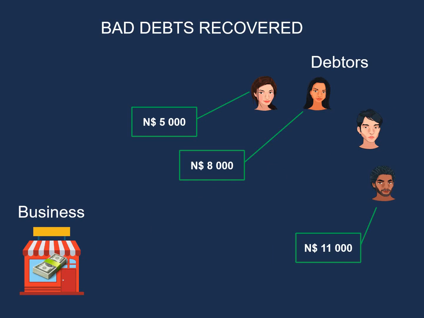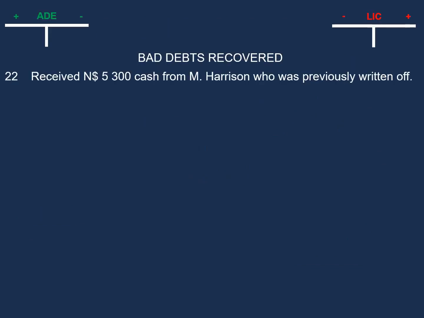We will call that bad debts recovered, because we are not going to open a new account for the debtor that was previously written off. So the account that we use will be bad debts recovered. So on the 22nd, received 5,300 from M. Harrison, who was previously written off.